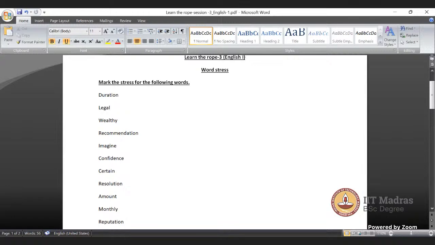Confidence. Now this ENC is also another suffix. This is also something that will take its stress on what? On the suffix. Let's see. Confidence. Does everyone else also agree? Confidence. First syllable. Okay, first syllable.